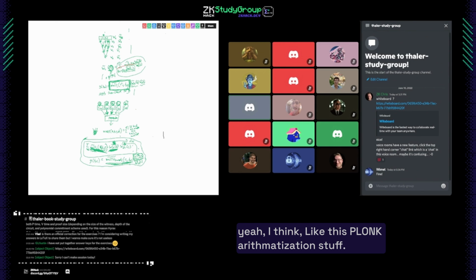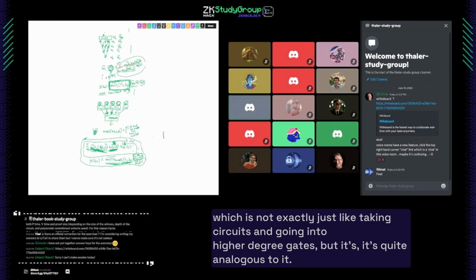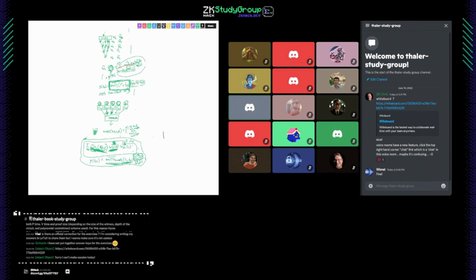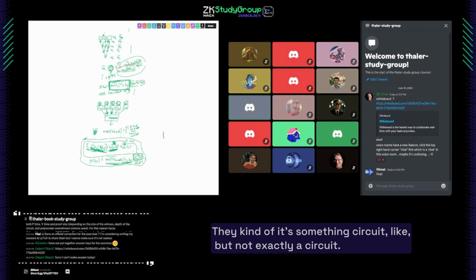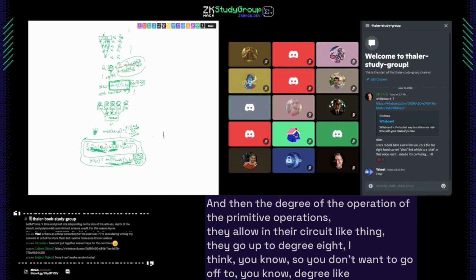I think this Plonk arithmetization stuff, which is not exactly just taking circuits and going to higher degree gates, is quite analogous to it. It's something circuit-like, but not exactly a circuit. And the degree of the primitive operations they allow in their circuit-like thing goes up to degree 8, I think.